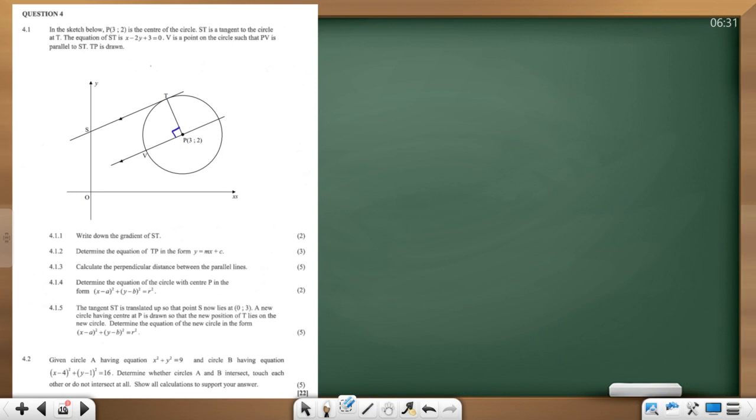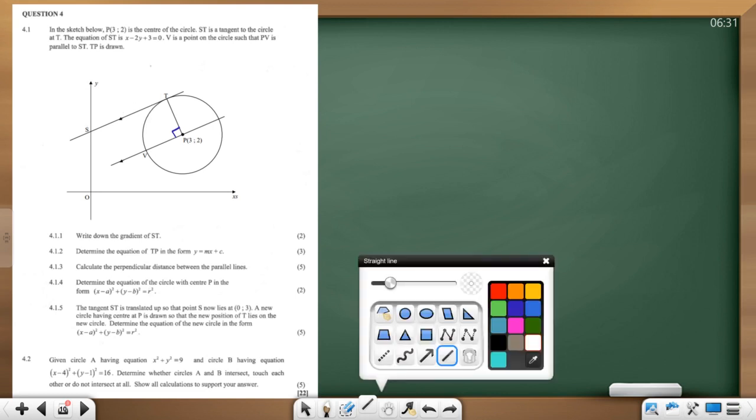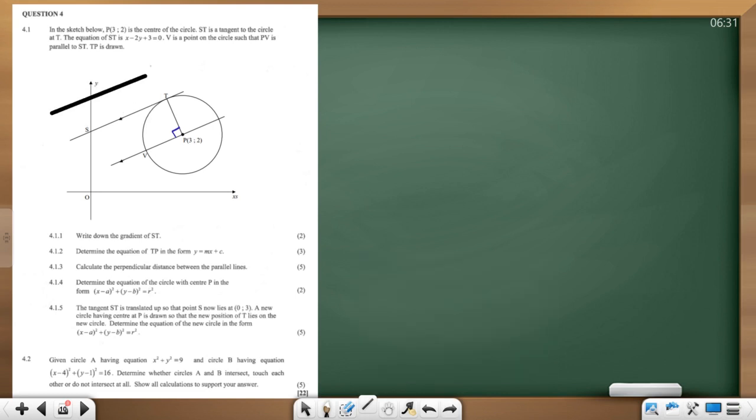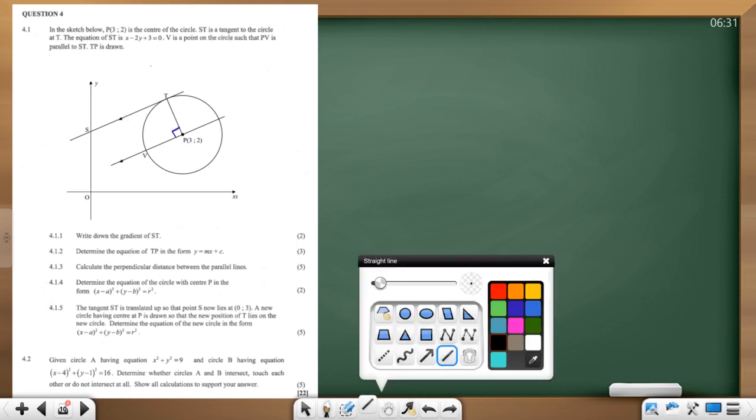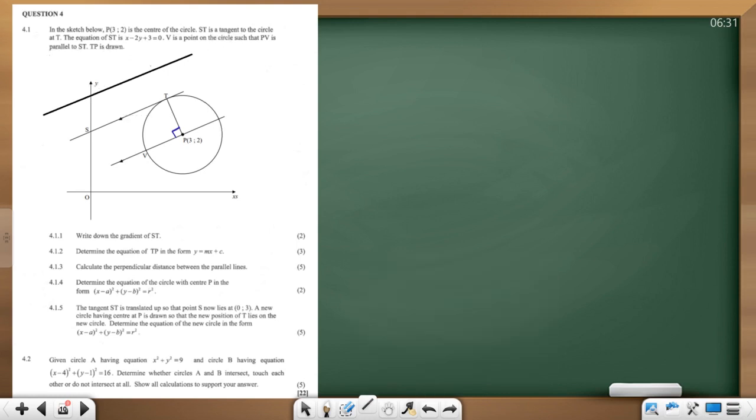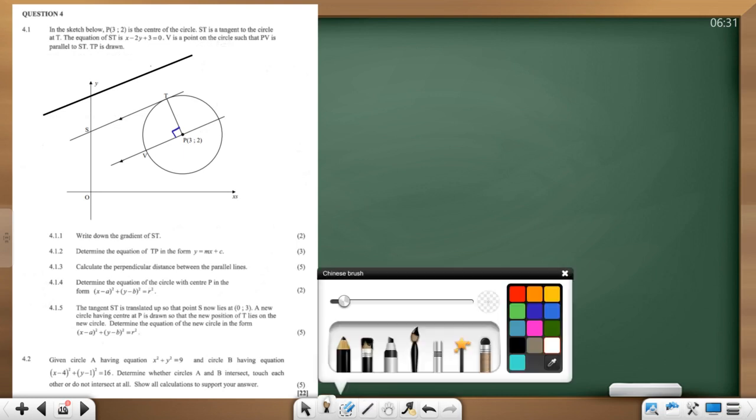The tangent ST is translated up so that point S now lies at (0, 3). Interesting. Okay, it's translated up. Let's try something. So it means it's shifted vertically upwards. Let me make it a bit thinner. Okay, so we have something that looks like that. All right. This is now 3.